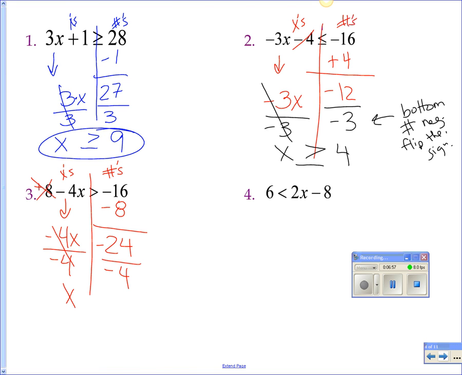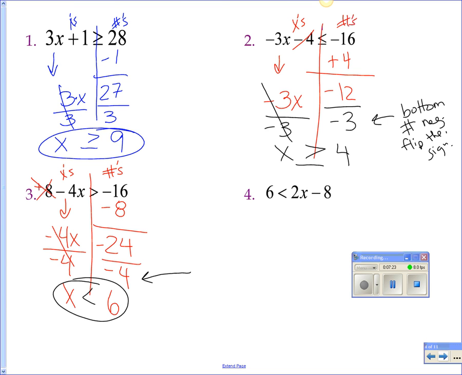And Rebecca, what's negative 24 divided by negative 4? Positive 6. Negative divided by negative is positive. Close though. That was good. Guys, when I divide, what did I divide by? Negative 4. What happens to my sign? It changes. It flips. All right? It flips. X is less than 6.